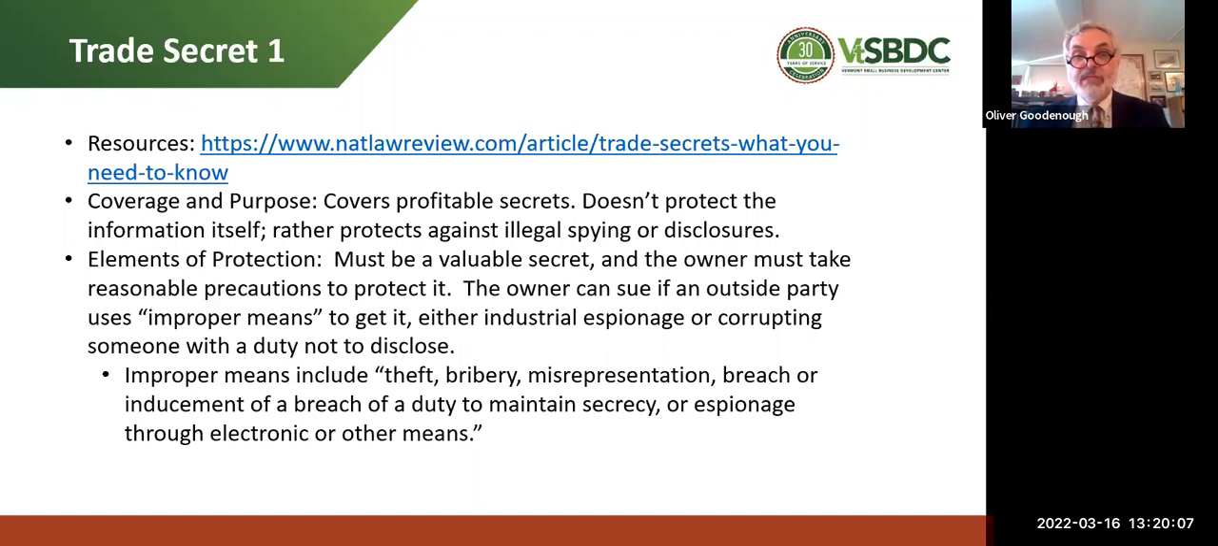If the owner is doing those things, then they can sue if other people use improper means of figuring this out. What are improper means? So we've got a definition here: theft, bribery, misrepresentation, breach or inducement of breach of duty to maintain secrecy, or espionage through electronic or other means. It's basically industrial espionage or corrupting someone with a duty not to disclose, are the two big things. Next page.